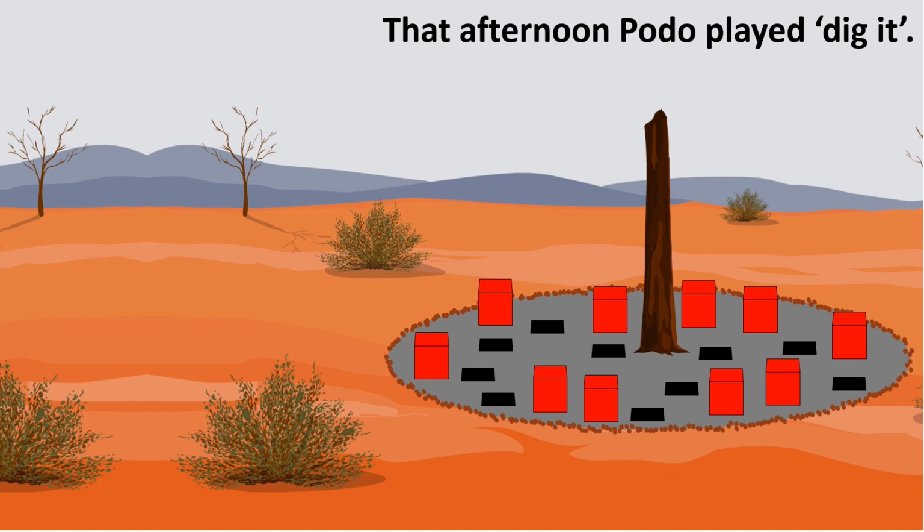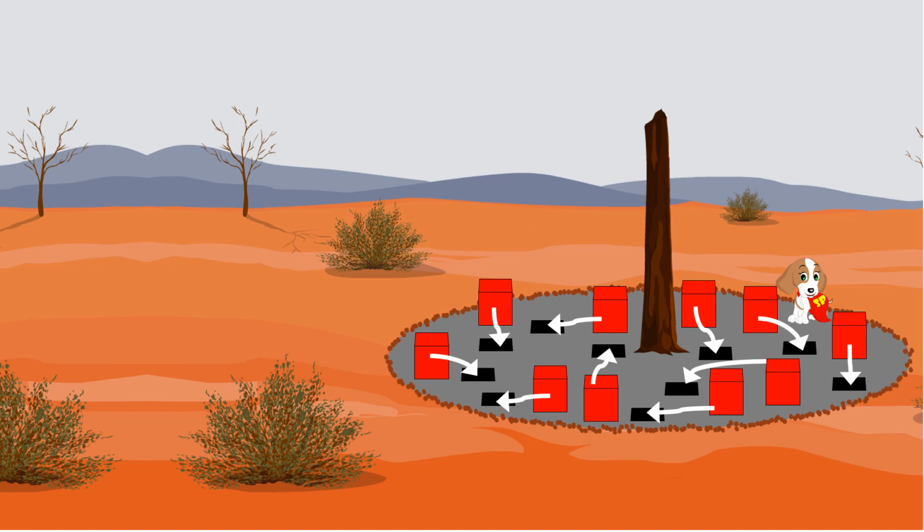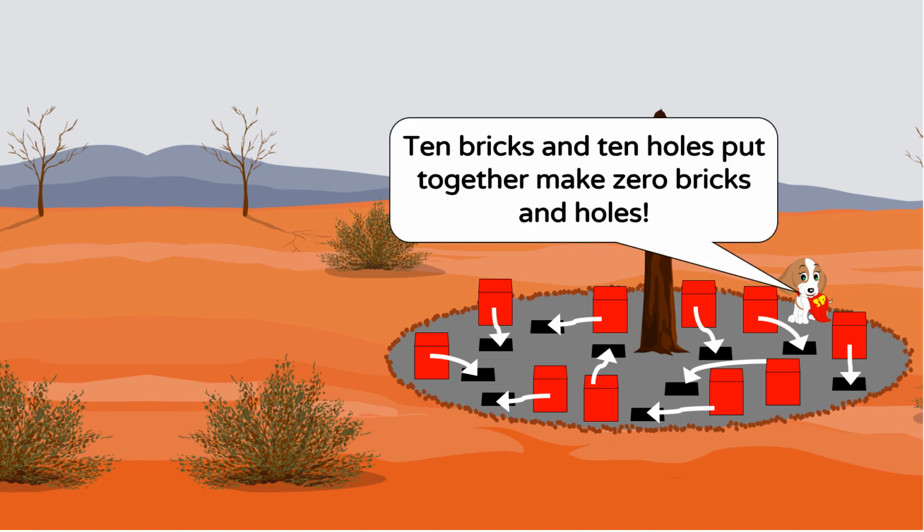That afternoon, Podo played Dig It. For every hole, there is a brick. And there you can see arrows connecting the bricks to the holes, and it doesn't matter which brick is matched with which hole. There's going to be enough to make 0 bricks and holes when they're put together again. So 10 bricks and 10 holes put together make 0 bricks and holes.